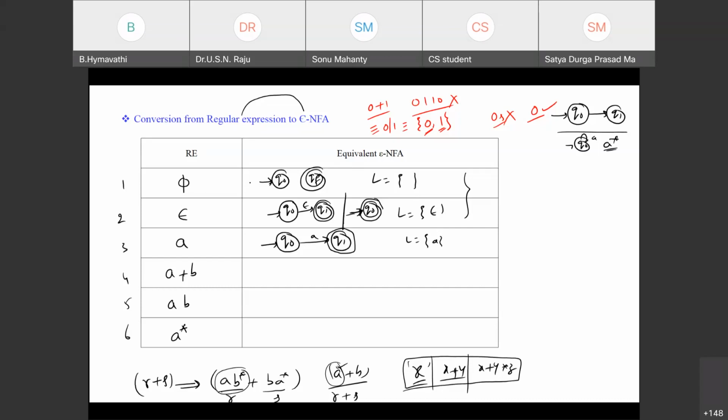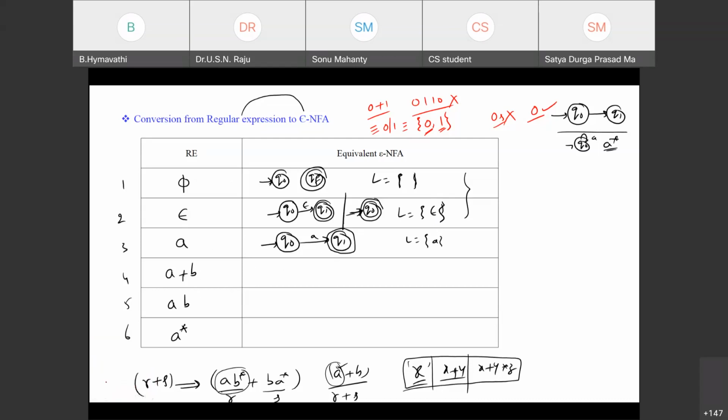Have you understood the difference between the first two, phi and epsilon? Yes, sir. You can go to the final state, but here there is no way to go to the final state. That's why the language represented by this regular expression is considered a null set, but the language for this regular expression is a set consisting of epsilon. Then this is A. Then A or B. Now you have a model for A and a model for B, and we'll combine those two. That is the model for A plus B.